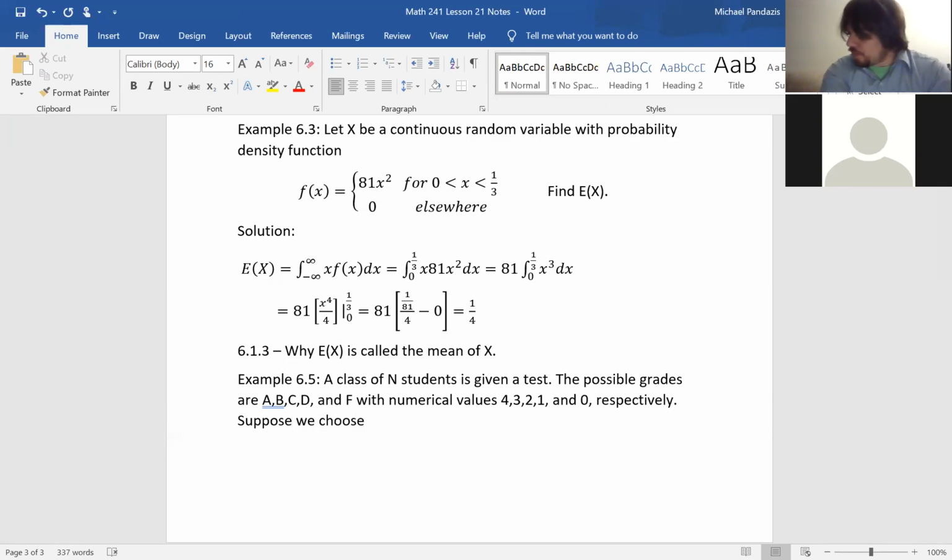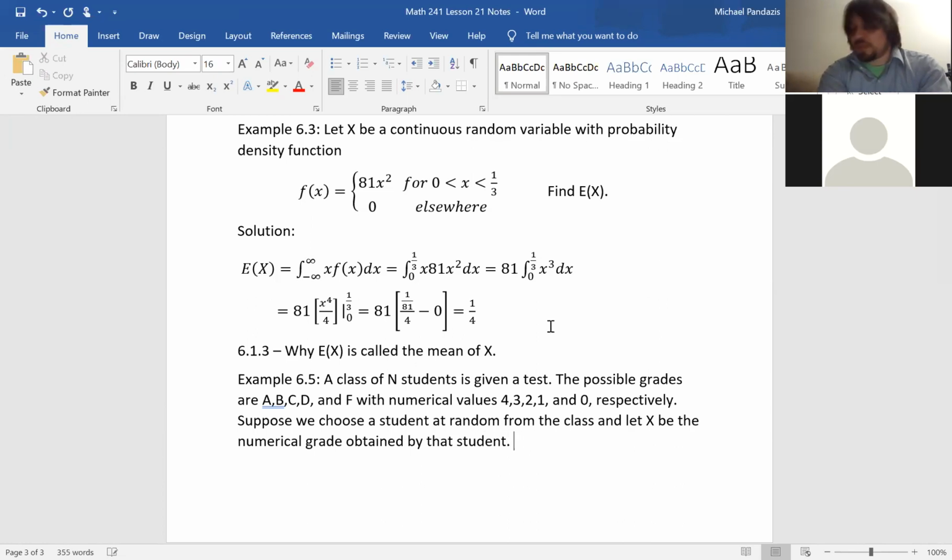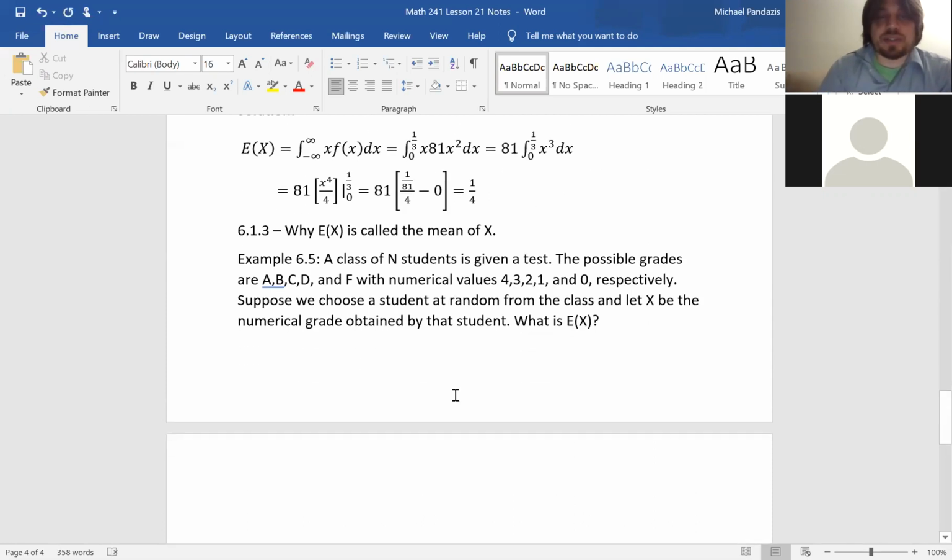Suppose we choose a student at random from the class and let capital X be the numerical grade obtained by that student. What is E of X? Okay, so this is the next example. A class of N students is given a test. The letter grades are A through F, and number values are 4 through 0, respectively. Suppose we choose a student at random from the class, and X is that student's numerical grade. Question is, what is E of X?